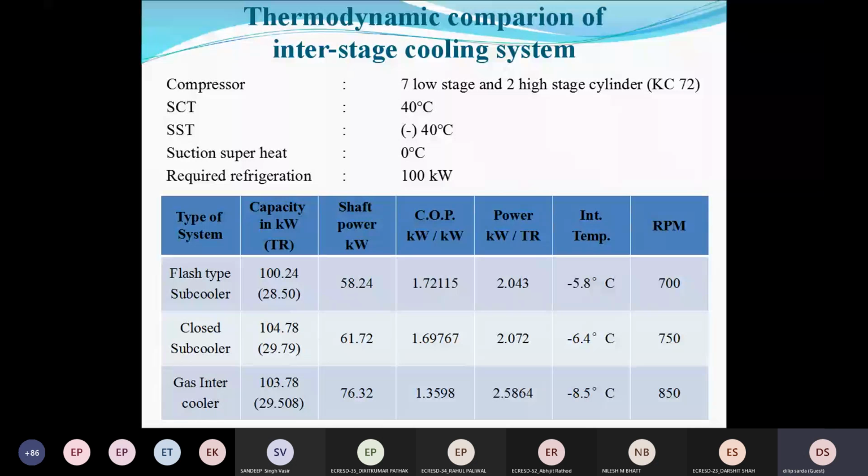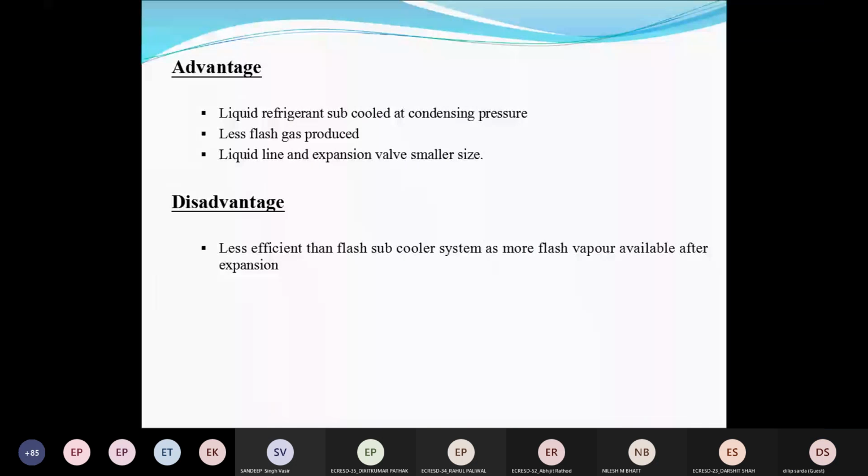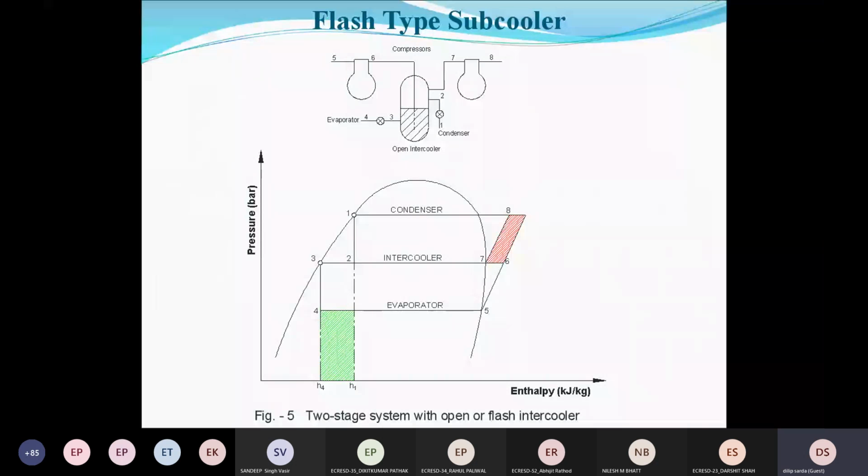In the flash type subcooler, we are doing the chilling of the liquid refrigerant at intermediate pressure also. Please remember, don't be misguided. If I can show you again and again, you can see this is the flash type subcooler. This is the first one, which gives maximum efficiency.